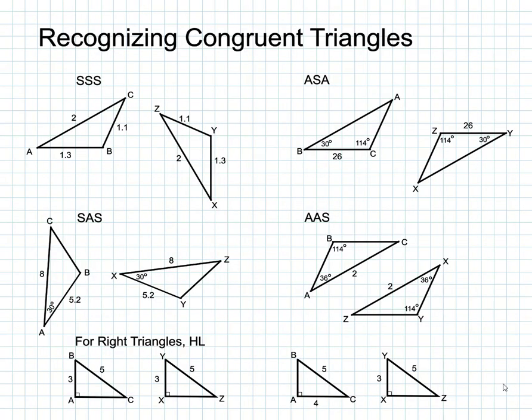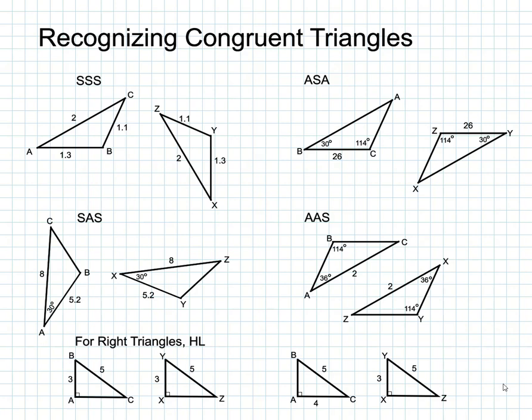In this video, I want to review how to recognize congruent triangles. There are 5 postulates for recognizing congruent triangles, so let's review all of those. The first is side, side, side. If you have 2 triangles and each of their corresponding sides have the same length, then the triangles are congruent.